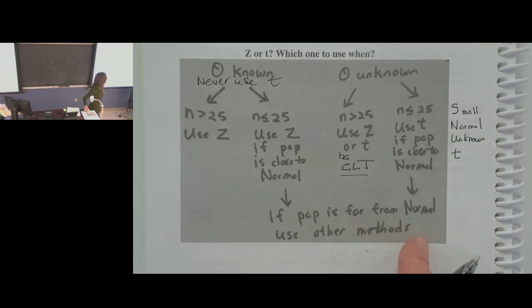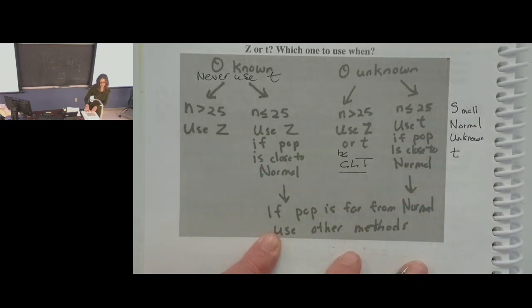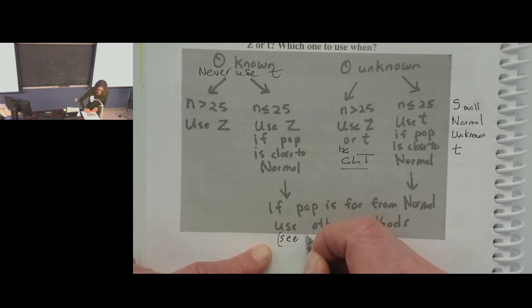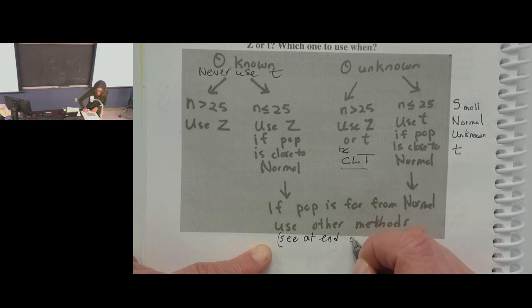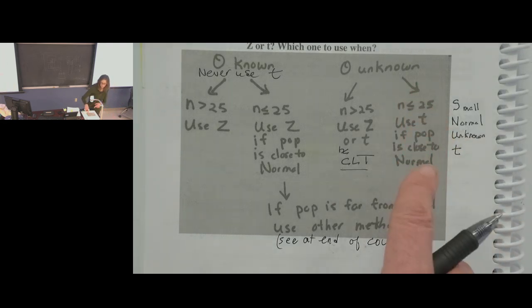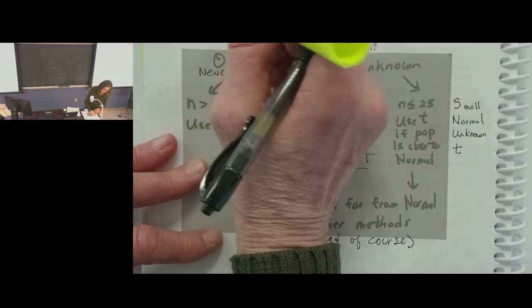So if the population is far from normal and you have a small sample, we're going to do other things that we'll see at the end of the course. If it's a really small sample and you don't have a normal distribution, you can't use either of these, z or t. Okay? We'll use other methods. So that's the idea. And now let's look at these t curves.